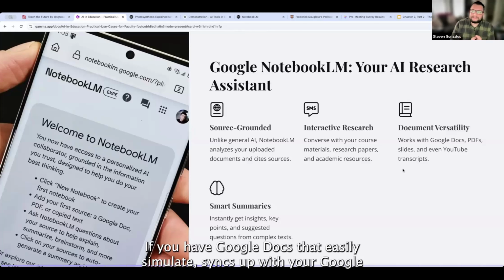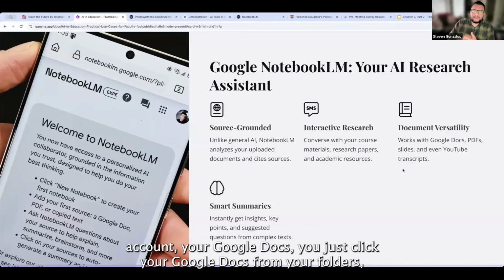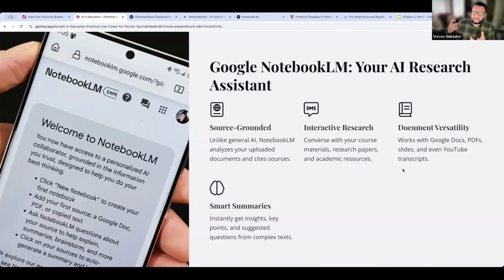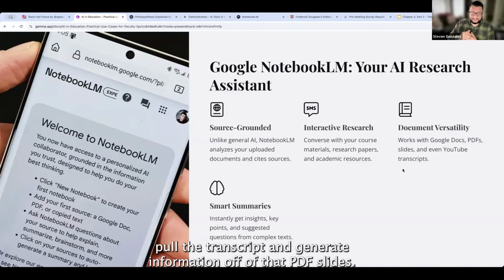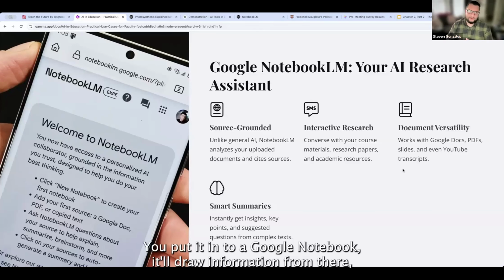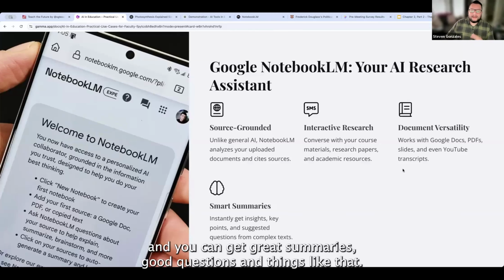If you have Google Docs, it easily syncs up with your Google account. You just click your Google Docs from your folders. You can add YouTube videos, and it'll pull the transcript and generate information off of that. PDFs, slides, you put them into the Google Notebook, and it'll draw information from there. And you can get great summaries, good questions, and things like that.